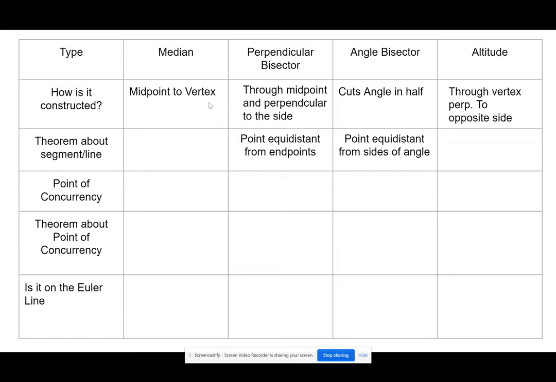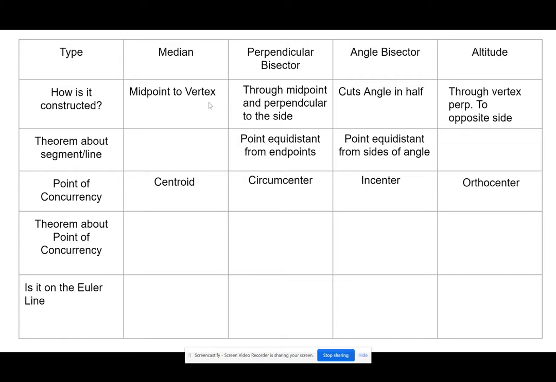All right, when you draw all three of each of these in, those three lines all intersect at a single point called a point of concurrency. For the median, the point they intersect at is the centroid. The perpendicular bisectors meet at the circumcenter. The three angle bisectors meet at the incenter, and then the altitudes all meet at the orthocenter.